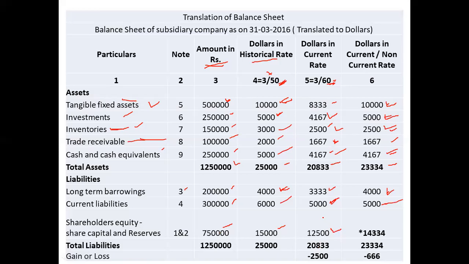12,500. Next, in the column dollars in current and non-current, the share capital and reserves value has to be taken from the balancing figure. This is very important. Look here. So when we take share capital and reserves in dollars at the current and non-current rate, it should be taken as a balancing figure. Which balancing figure?